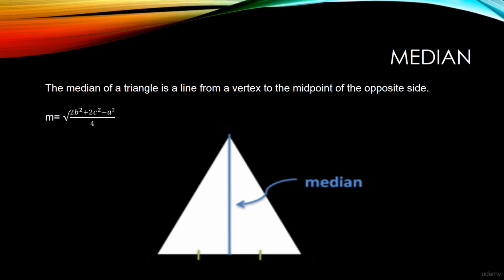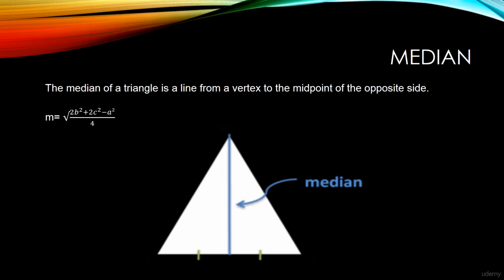Median. The median of a triangle is a line from a vertex to the midpoint of the opposite side. The three medians intersect at a single point called the centroid of the triangle. Each median divides the triangle into two smaller triangles which have the same area. Because there are three vertices, there are of course three possible medians.